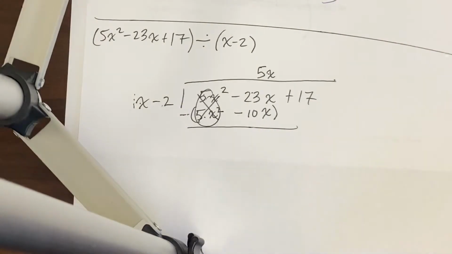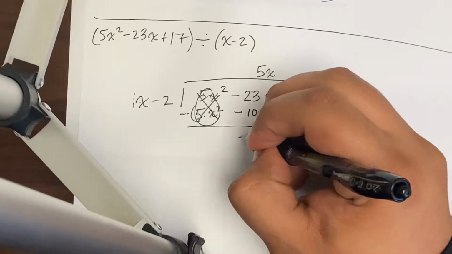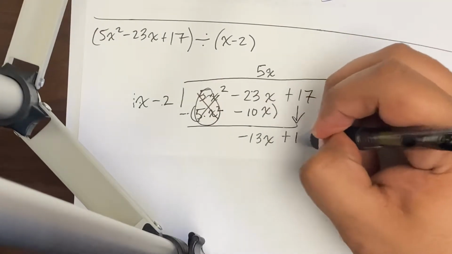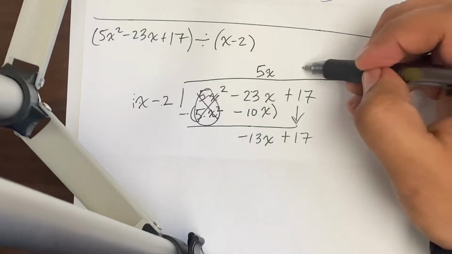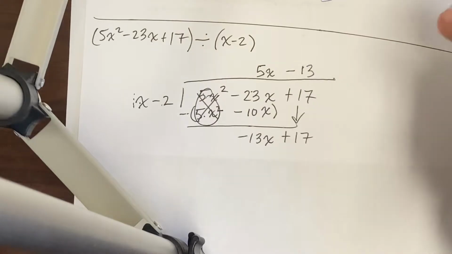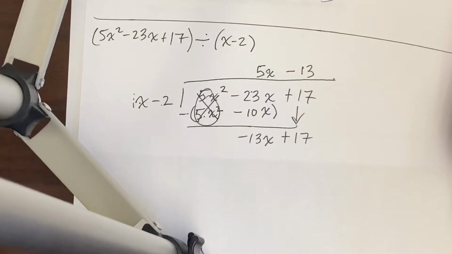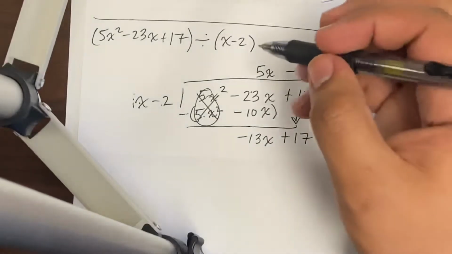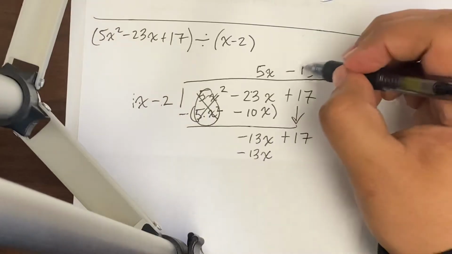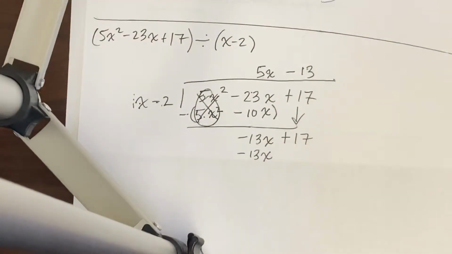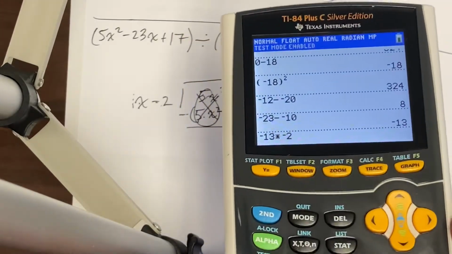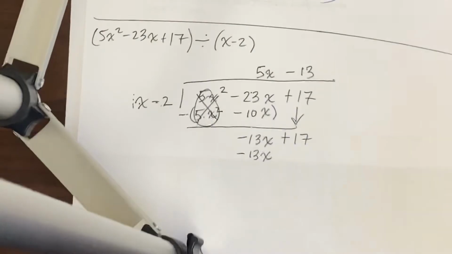Negative 13x. And let's bring down the 17. Something times x gives me 13. That's going to be minus 13. Here we go. Negative 13 with the 1x looks beautiful. Negative 13 times negative 2. Let's double check it because I don't want to get it wrong. It's okay to double check. Positive 26.